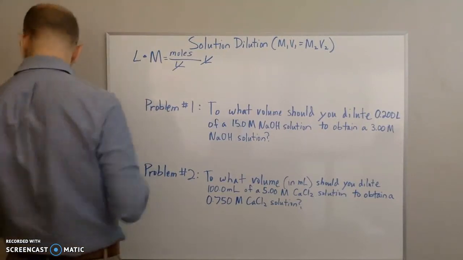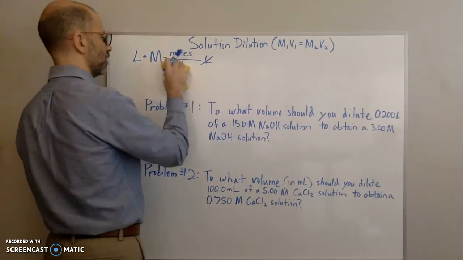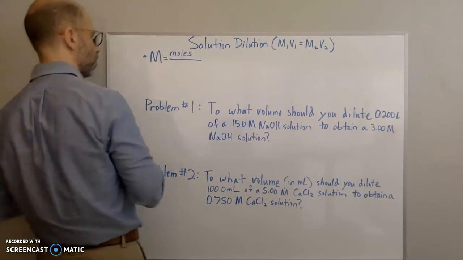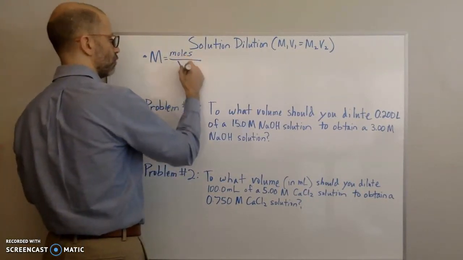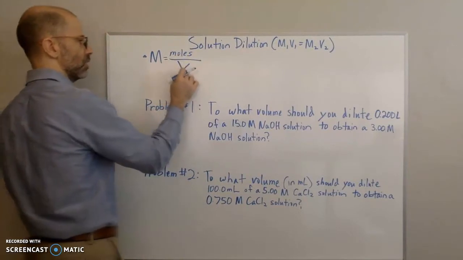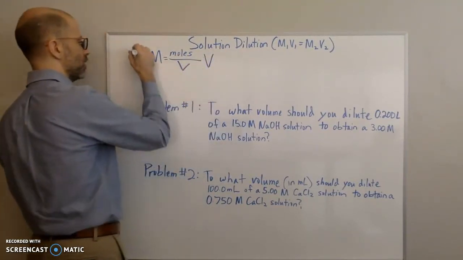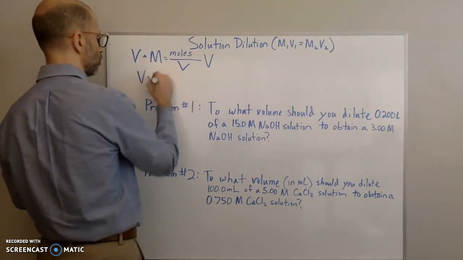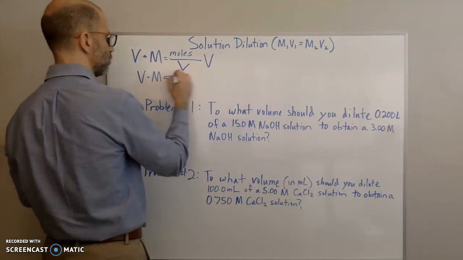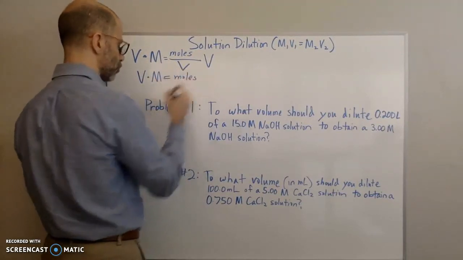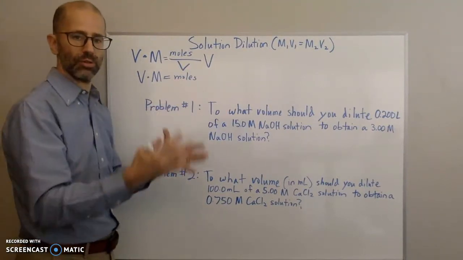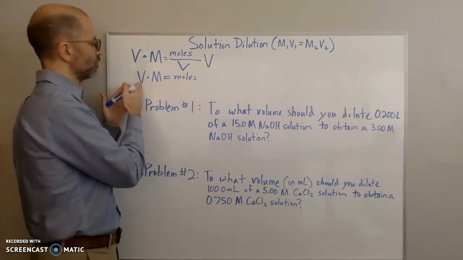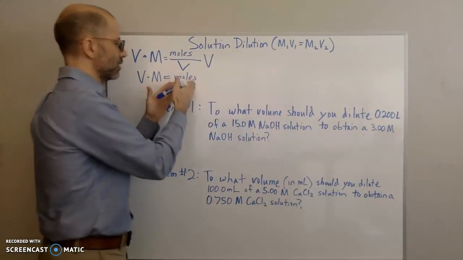So the equation would be molarity equals moles over volume in liters of the solution. If I multiply both sides by V, or volume, then what I get is the volume multiplied by the molarity is equal to the number of moles. So let's say I start out with a certain amount of solution at a certain molarity. I can take the volume of that solution, multiply by the molarity, and I get the moles.